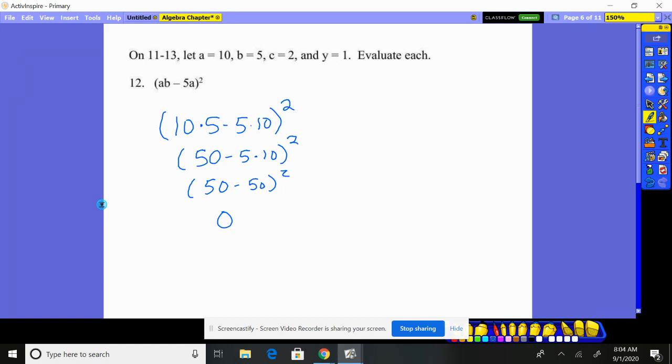Now that I have a single number inside the parentheses, I can drop them. And the squaring falls right on. And 0 times 0 is 0 for number 12.